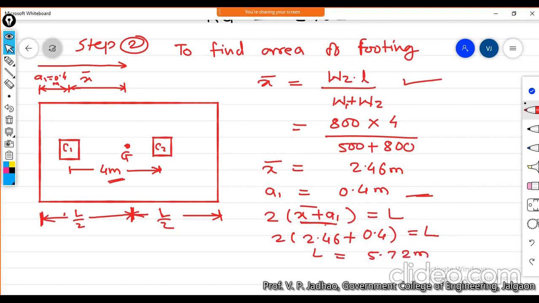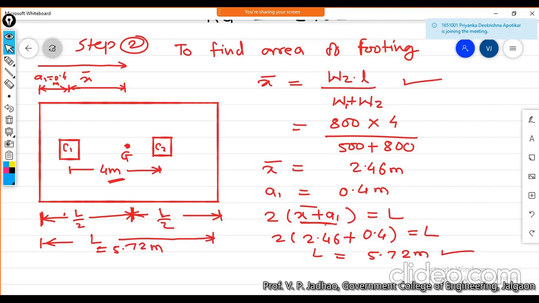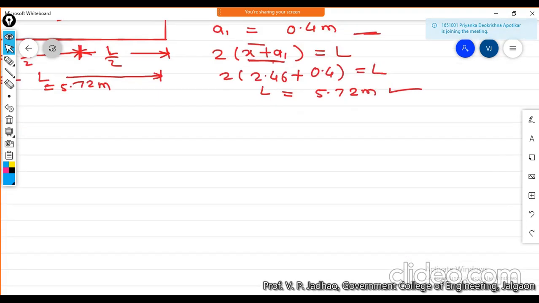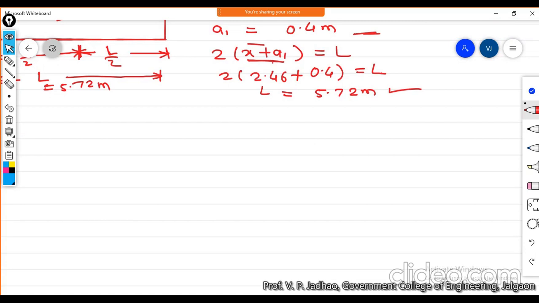Like this we can calculate the value of capital L, that is the length of your footing. This distance is L, which we have already calculated as 5.72 meter. Now again we can write another equation like this: small l plus A2 minus x bar is equal to capital L by 2.